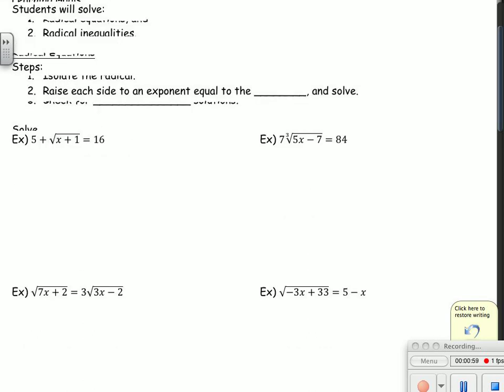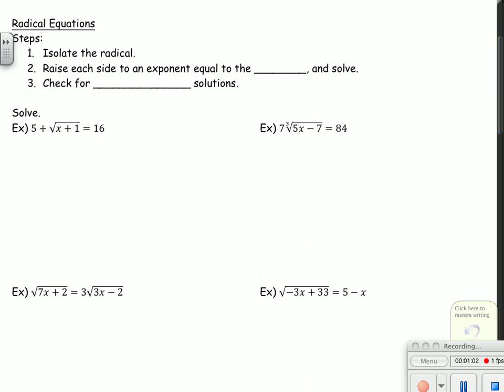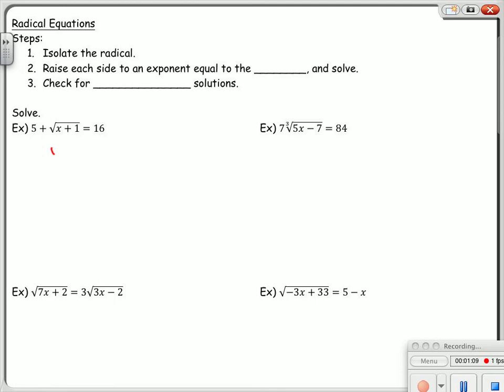keeping the first step in mind, we need to isolate the radical as if it was a variable. So that square root of x plus 1 we want by itself, subtract 5 from both sides, so that the square root of x plus 1 equals 11. What is the index implied to be? It is the square root of x plus 1, tells us our index is 2. Raise both sides of your radical equation by that index.